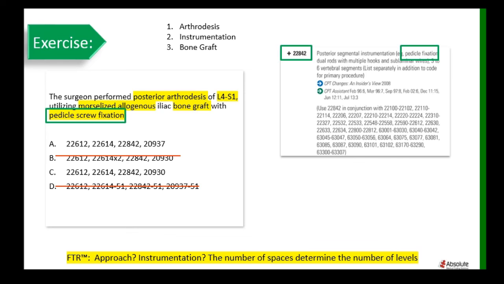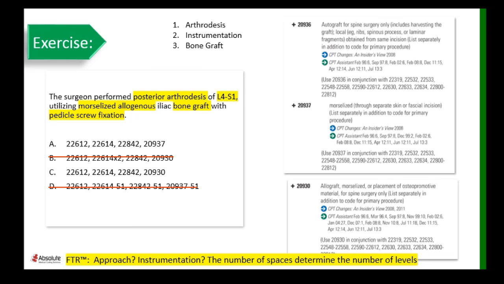Next up, the bone grafting. All right, so the difference between A and C are 20937 and 30. So if we go to the parent language of 20937, this is the code for an autograft. Coders, this is the wrong language because we need to code for an allograft, allogeneic allograft. And you know what? 20937 is incorrect because this is the code for autograft for spine surgery, morselized. Wrong type of graft. And we need to code for the allograft, and it's below 20930.